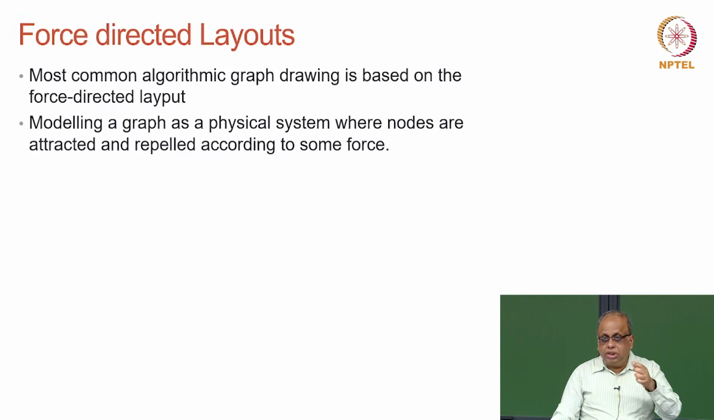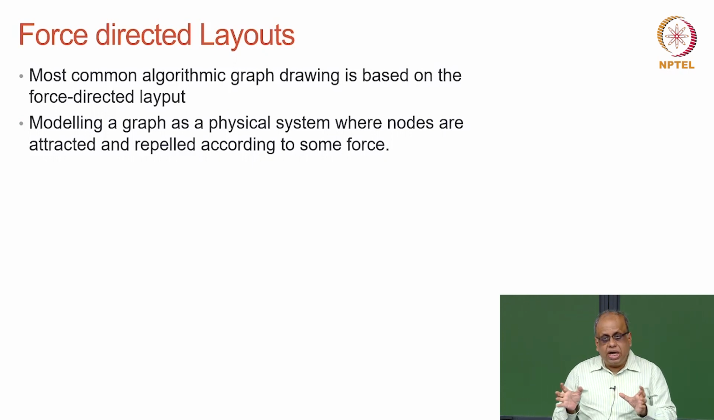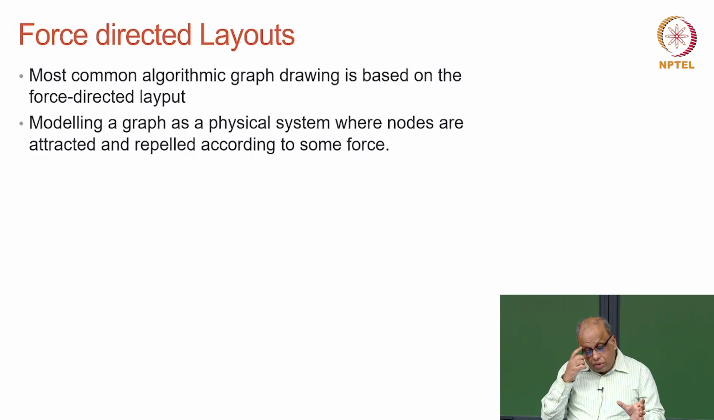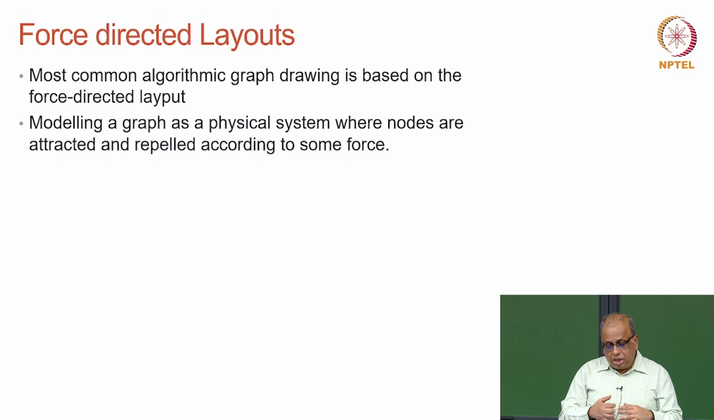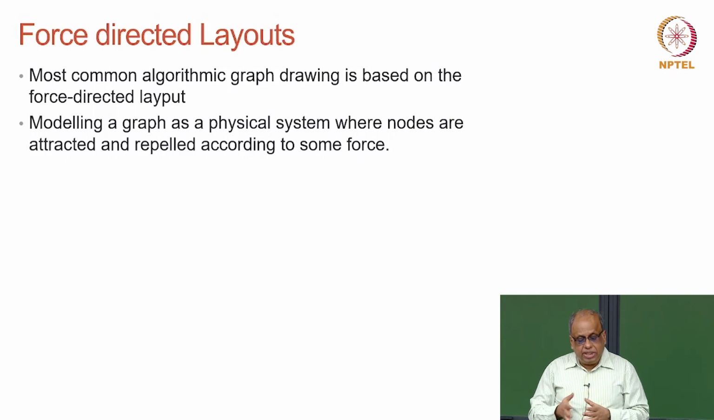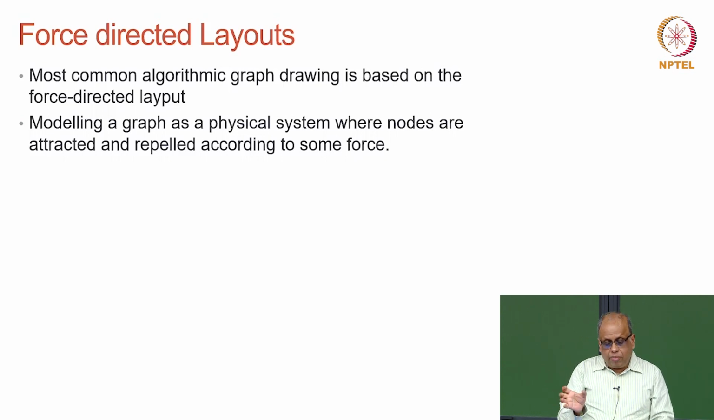So if the charges are the same, what happens? Two charged particles repel each other. So there are two forces acting on the nodes. One is an attractive force if the nodes are connected by edges, and there is a repulsive force if the nodes are not connected by edges. Okay? And so what happens by this is that nodes that are connected by edges will try to come close to each other. Nodes that are not connected by edges will try to repel each other.